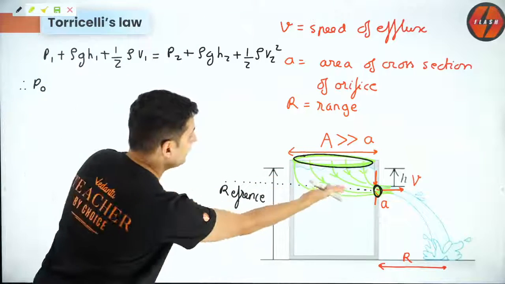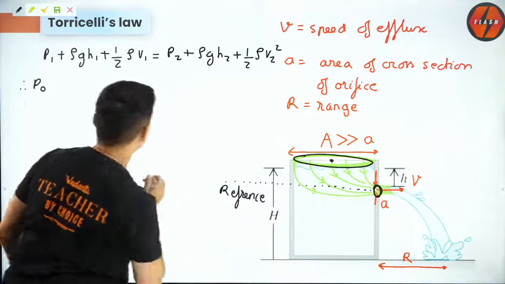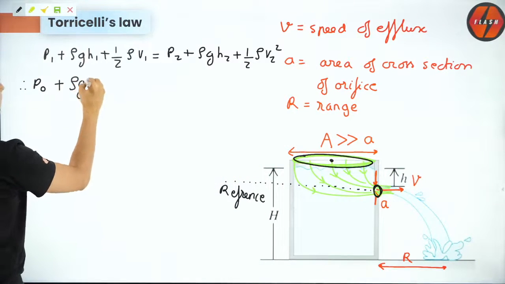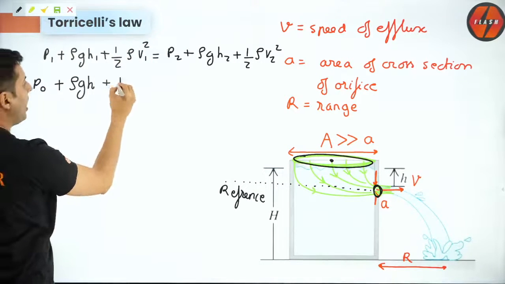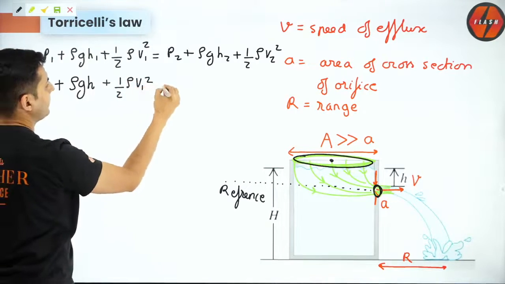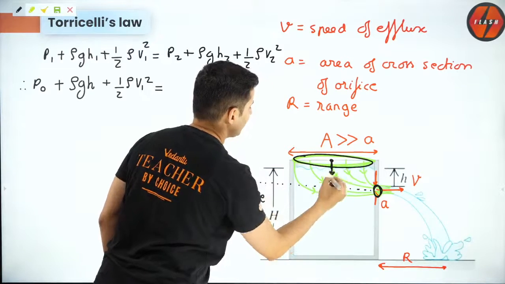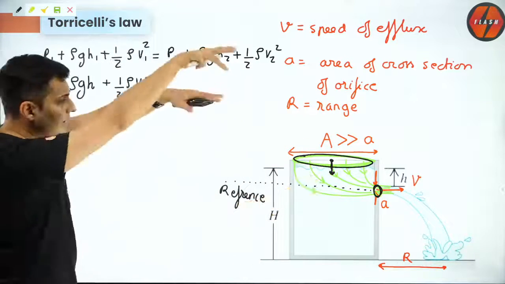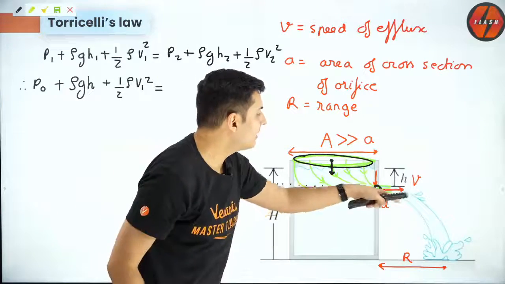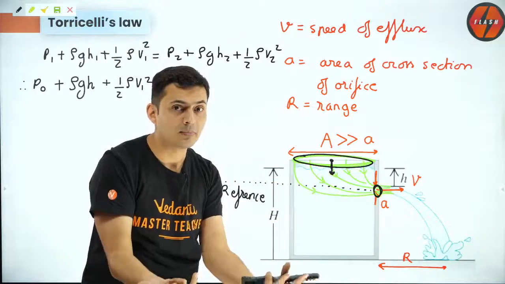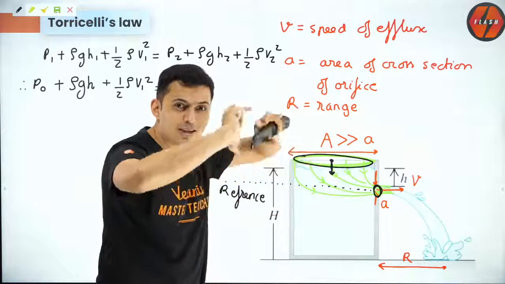Then from this reference line, how high is the center of that cross section? It is at a height of small h. So it will be rho g h, plus half rho v1 squared is equal to, what is v1? v1 is the speed with which that liquid comes down. P2 is the pressure here. Think, when the liquid is coming out here, it's being exposed to the atmosphere. So the pressure at this point, because the liquid is moving in a pipe which is made of the atmosphere.